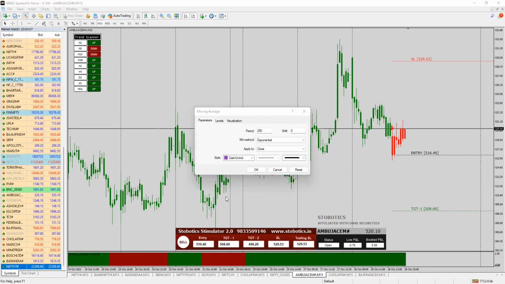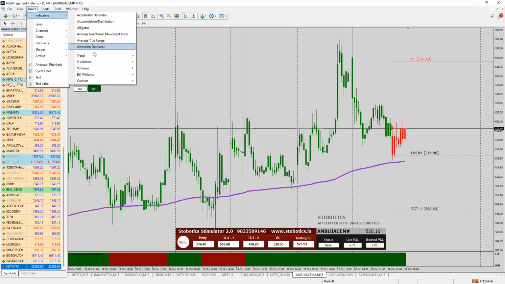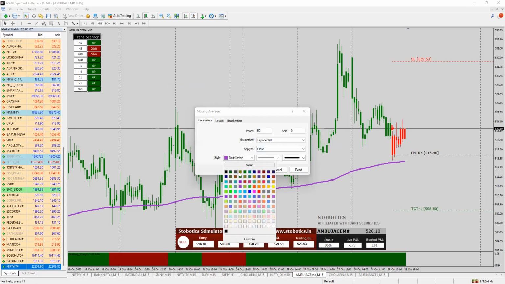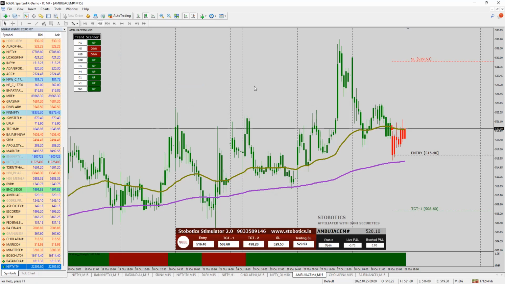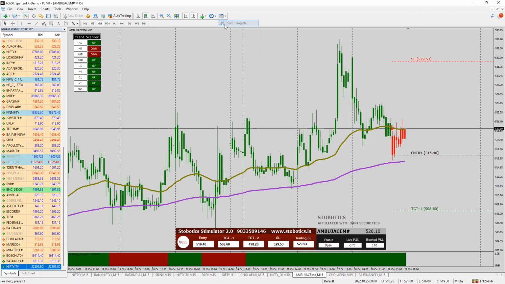I will explain once again. So this is exponential 200. I'll just add it. Again, go into insert, again into indicators, again into moving average, and I will add this 50. Whichever color you like, you can add it. This is added. Then right click over here, save template.